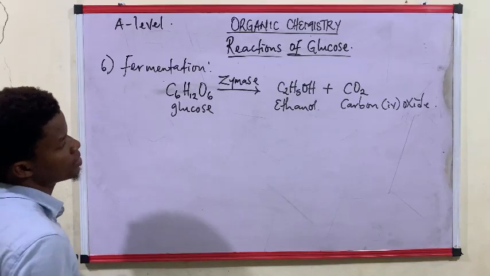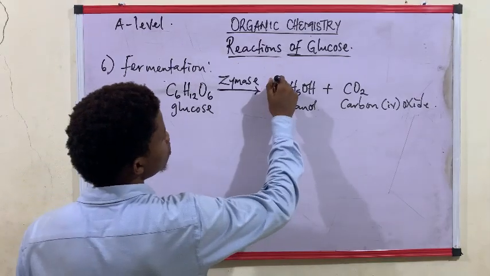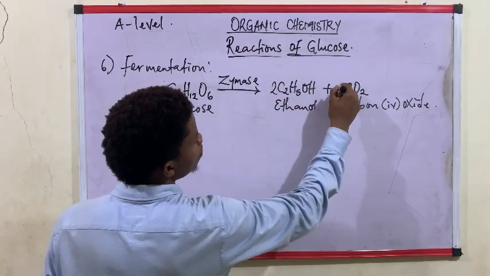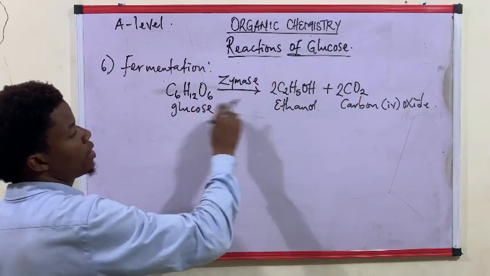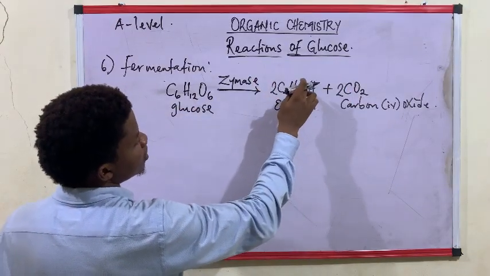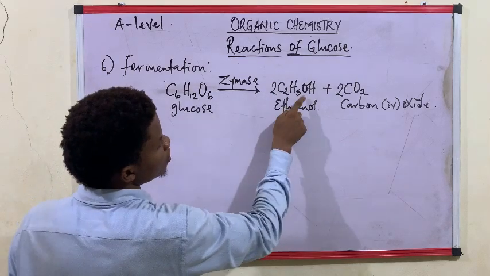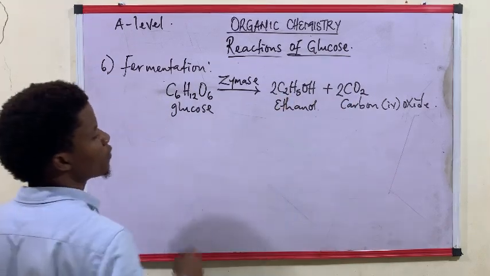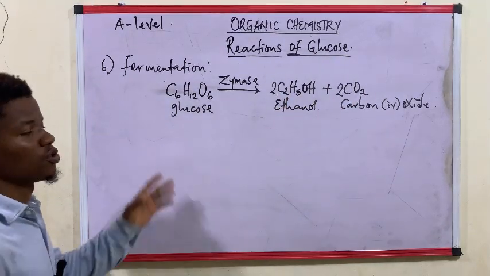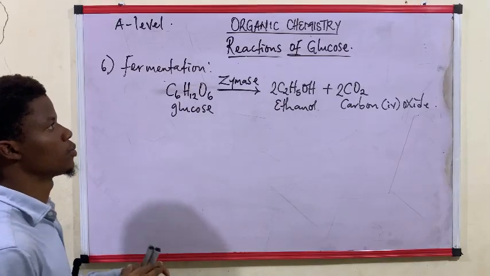By the time we balance the reaction, we put 2 here, that's 4 carbons, put 2 here, that's 6. Then 2 times 5 is 10, plus 2 is 12, so hydrogen is balanced. Oxygen is 6: 2 times 2 is 4, plus 2 gives 6, which is balanced. So this is the fermentation process of glucose.